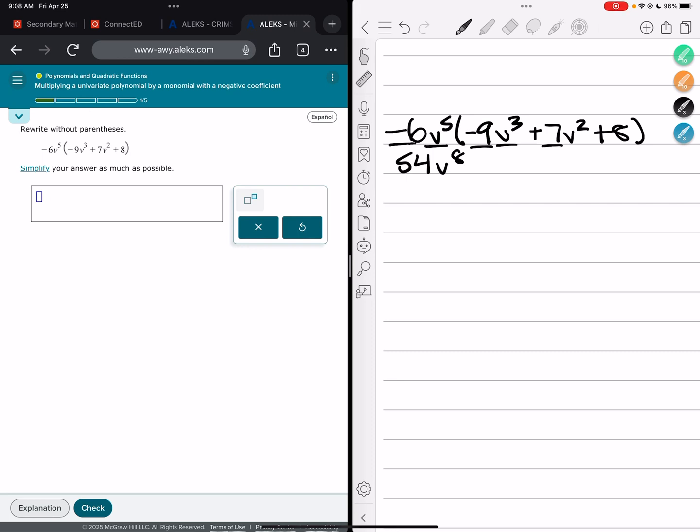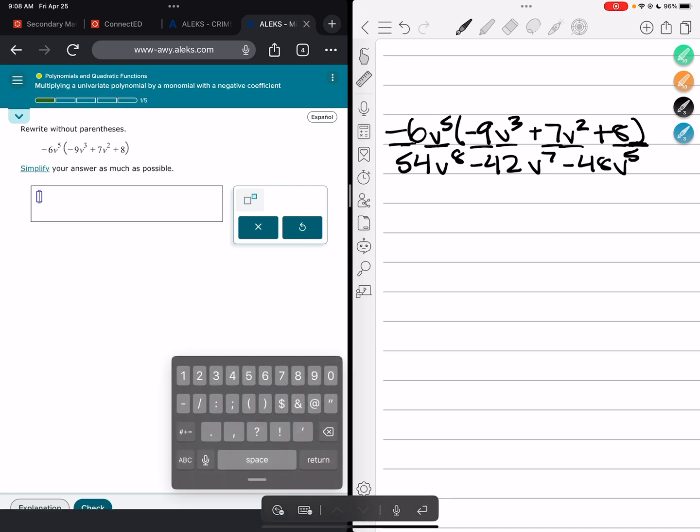Negative 6 times 7, which gets me negative 42. v to the fifth times v squared, which gives me v to the seventh. Negative 6 times 8, which is negative 48. This one doesn't have a v, so I just keep the v to the fifth the exact same. Okay, so that means I have 54v to the eighth minus 42v to the seventh minus 48v to the fifth, which we can check.